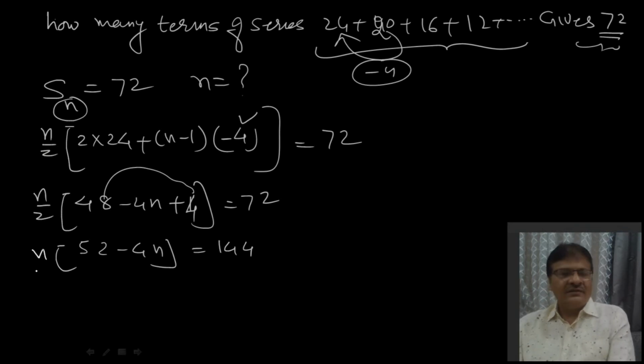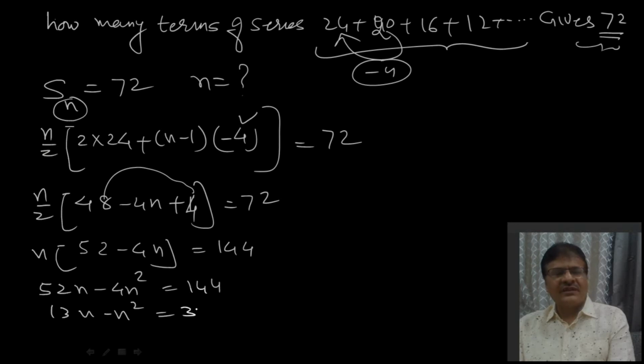Is that clear? So n into 52 minus 4n, 52n minus 4n square equal to 144. Can divide by 4, na? 13n minus n square equal to 4 threes are 12.